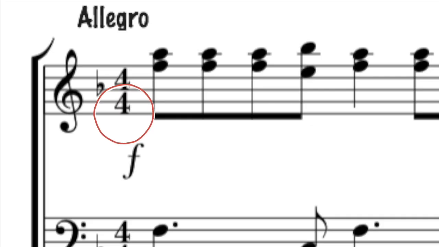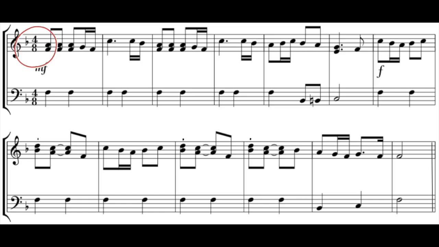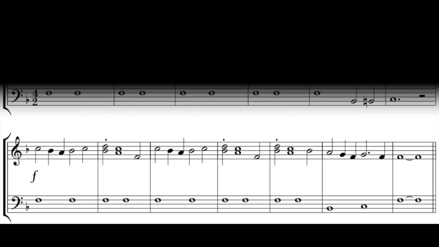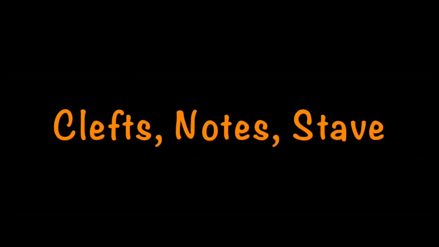So, as the bottom number affects only how the music is notated, you can have the same piece of music sound exactly the same, but look very different on the score. See? Clefs, notes, and the stave.